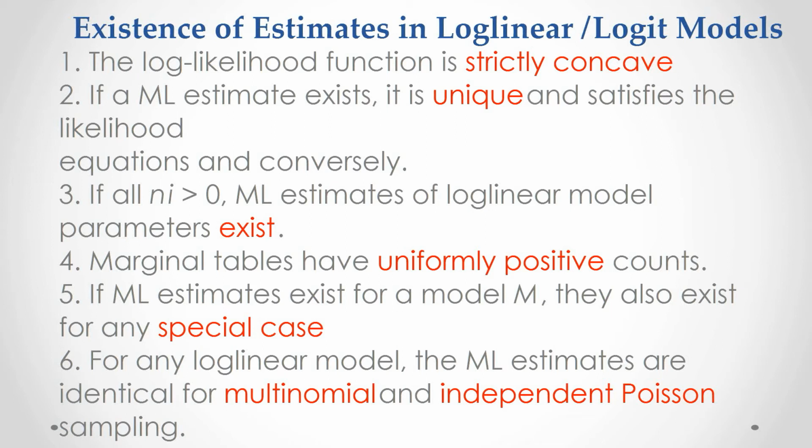Finally, for any log linear model, the ML estimates mu hat are identical for multinomial and independent Poisson sampling, and those estimates exist in the same situation. For details of these results, you are referred to the discussion on empty cells and sparseness in modeling contingency tables in the book by Agresti.